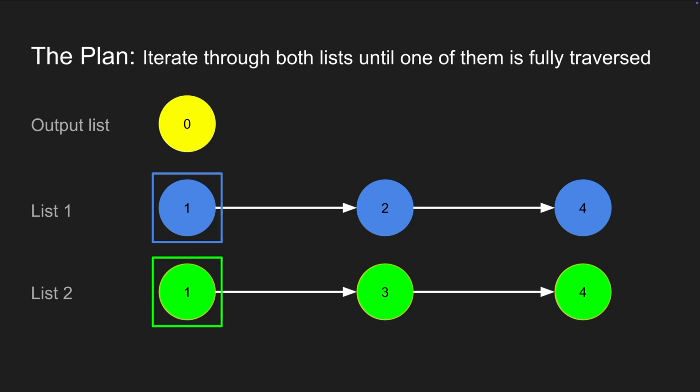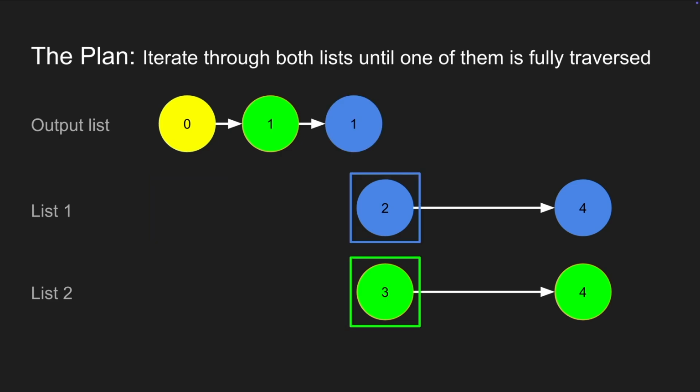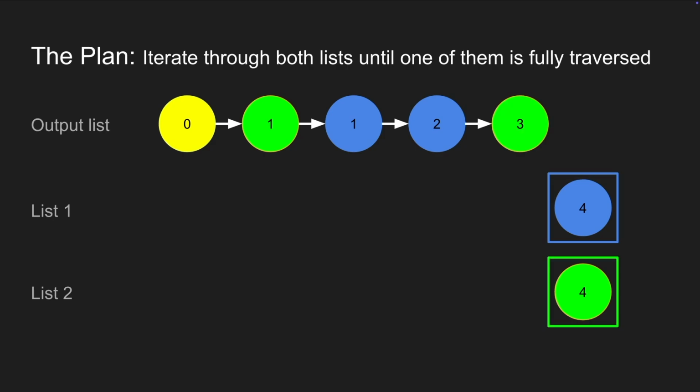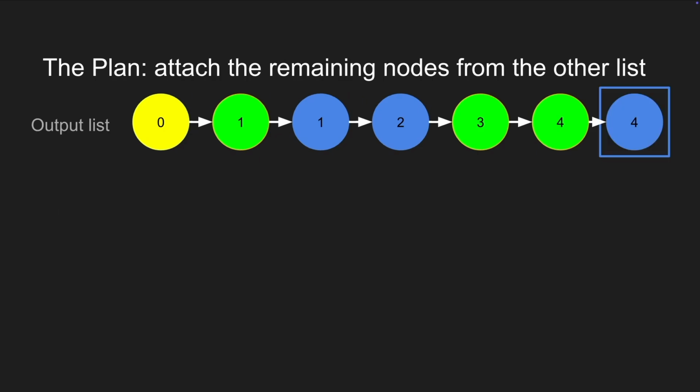In this example, the current node value of list 1 is not less than the current node value of list 2. Therefore, we append the node from list 2 to our final list. Now, 1 is less than 3, so we append 1 to the final list. 2 is also less than 3, so we append it. 3 is less than 4, and then we append the node with value of 4 from list 2 to the final result, meaning that one of the lists is fully traversed. And now that we only have one list, we simply attach the remaining nodes from that list into the final list. Finally, we have to return our output.